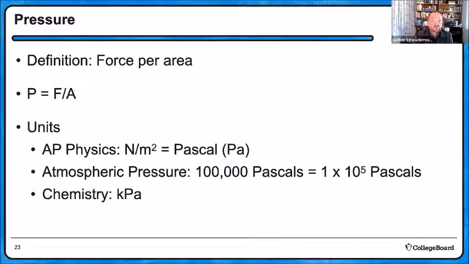Atmospheric pressure is 100,000 pascals, or a lot of times in chemistry, you'll say it's 101.3 kilopascals. That's STP, standard pressure. In AP Physics, we're going to say atmospheric pressure is just 100,000 because it's darn close to 101.3 kilopascals. 100,000 pascals is something kids are given on the equation sheet. And let me show you that real quick.